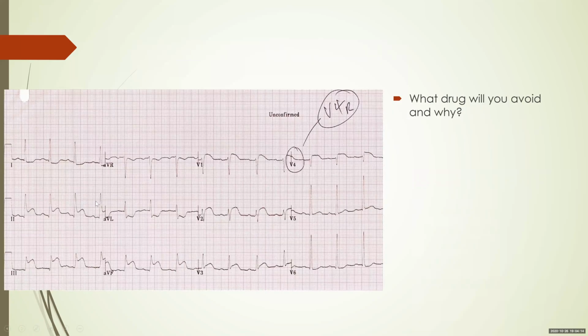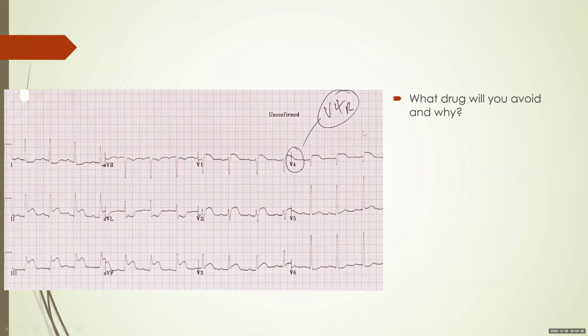So again, this is an inferior wall with an RVMI. You can see ST elevations in 2, 3, AVF with 3 more than 2, ST depressions in AVL and 1 with ST depression AVL more than AVR. This indicates the right coronary artery involvement. You can see ST elevations in V1 to V3, which indicates right ventricular MI. Also V4R is given, which shows an ST elevation. So there's an inferior wall plus RVMI due to a proximal RCA occlusion.